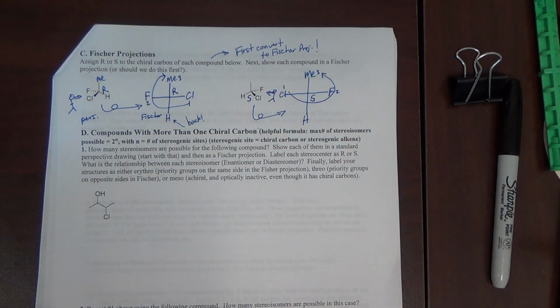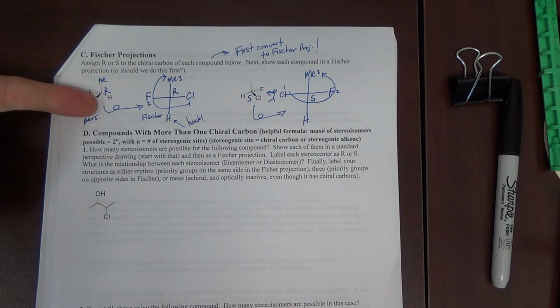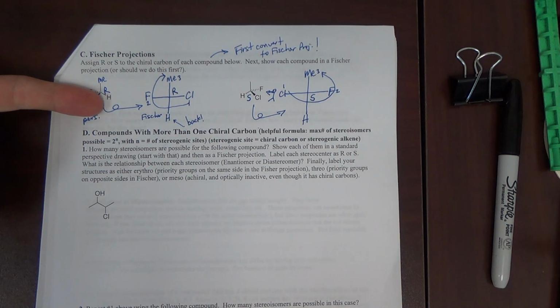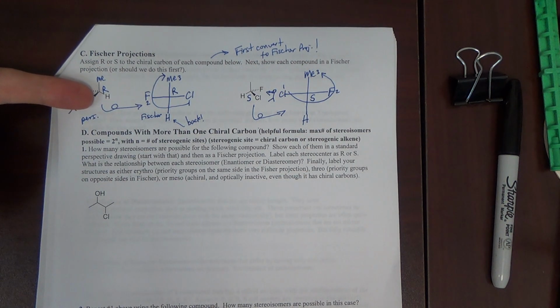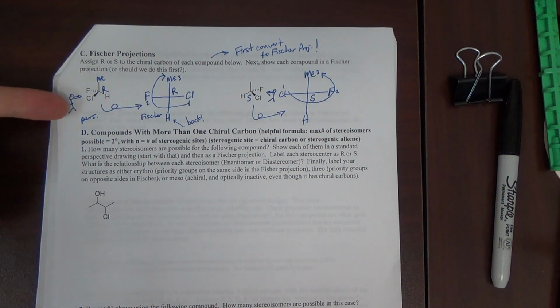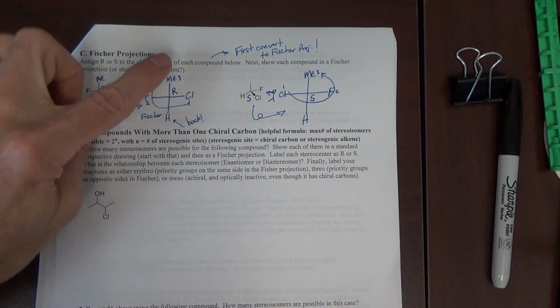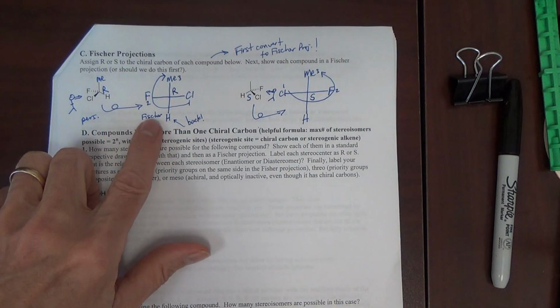Okay, let's review. What have we showed here? How to do R and S when the low priority group is in the plane. Your book will give you various recommendations. I'm recommending to look at it from the side and redraw it. And effectively, when you redraw it with a crosshair, you are showing a Fischer projection.